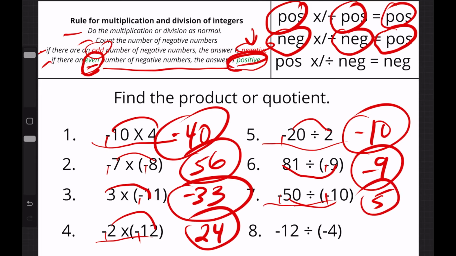And then if we look at the very last question, negative 12 divided by negative 4. Well, 12 divided by 4 is 3. And how many negatives do we have? 1, 2. We have 2 negative numbers, right? That's an even number of negatives, so the answer is going to be a positive 3. How'd you do on that one? That one could be a little tricky, but to me, it's much easier than addition and subtraction. All right, let's go to the next page.